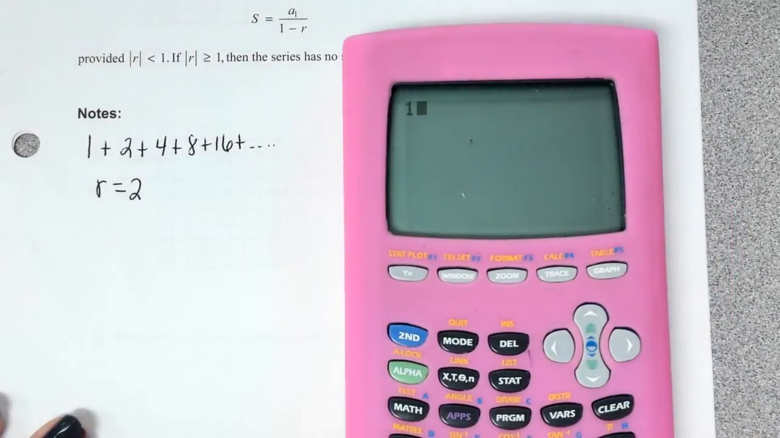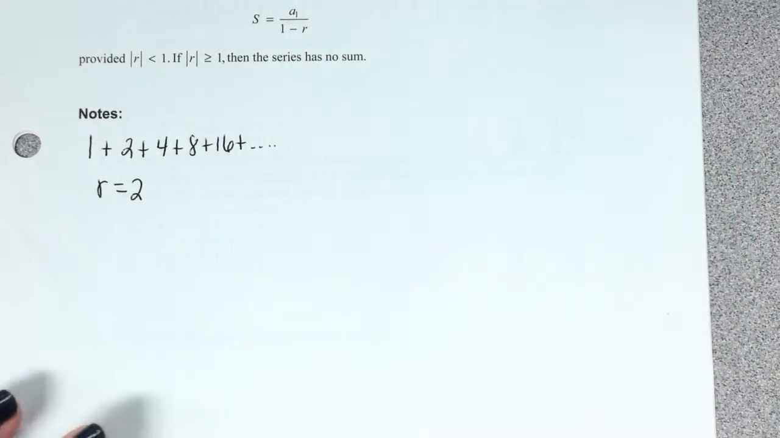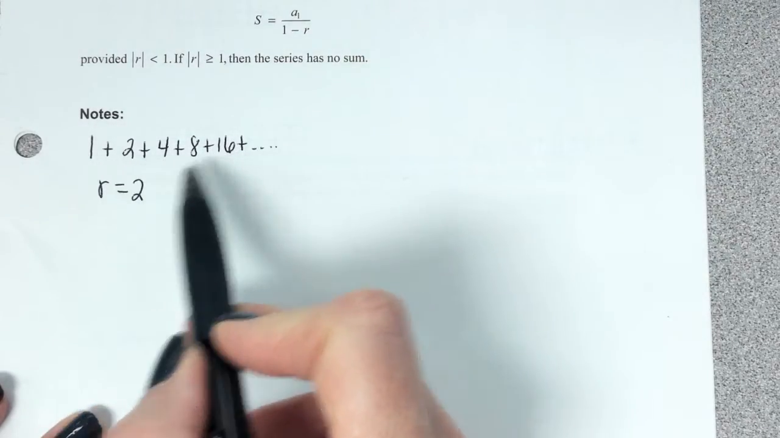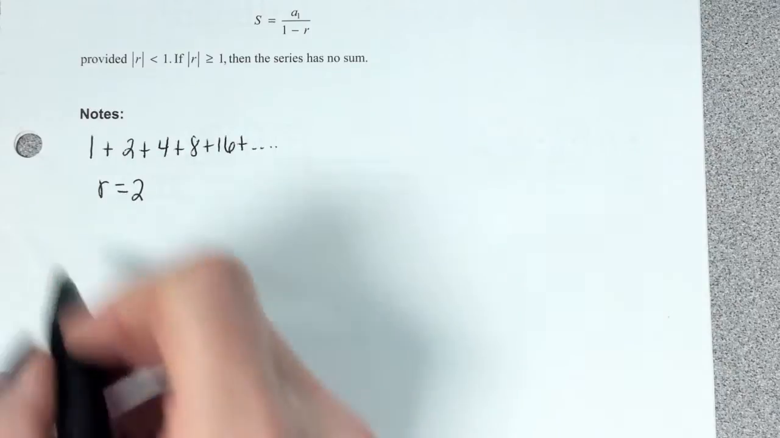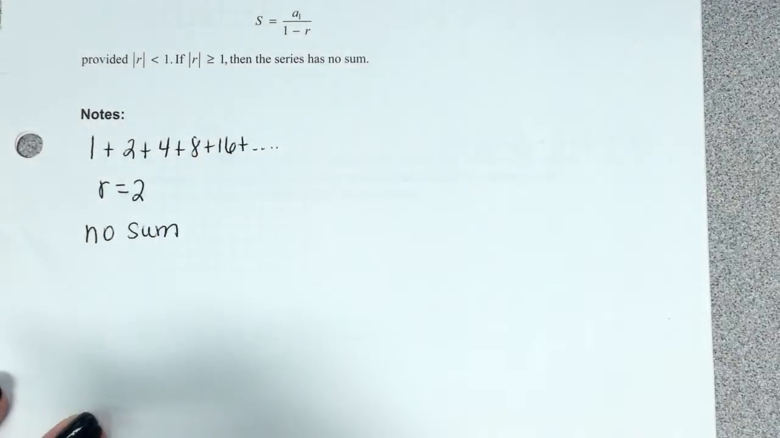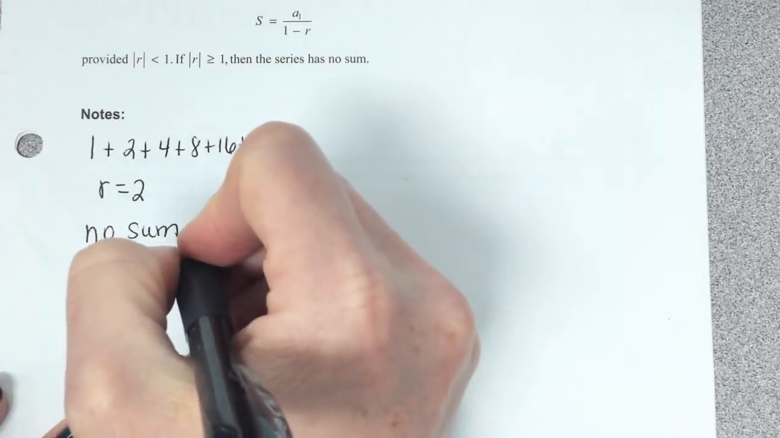Now, what's going to happen to this sum if I just keep doing this? If I add 1 plus 2 plus 4 plus 8 plus 16 plus 32, what's going to happen to that sum? Yeah, it's going to keep getting larger. It's going to go up without bound. It's just going to get larger and larger. So when I have an infinite geometric series like this where the R value is greater than 2, there's going to be no sum. There's no sum, and the reason why is because it's actually infinite.